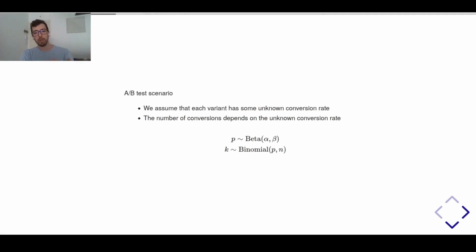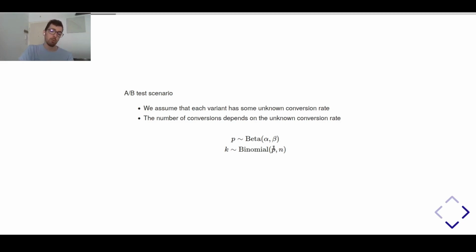And going back to the concrete, in our A-B test scenario, we will be assuming that each variant has some unknown conversion rate, and that's a property of the variant that we're showing. And the number of conversions depends on this probability of conversion. That's a property of the variant. So the thing that we do observe, that we usually will label K, the number of conversions, might follow some probability distribution, and we'll be choosing a binomial distribution that has a probability of success P, that's the conversion rate, and the number of people that actually went into the audience that were exposed to one of the variants.